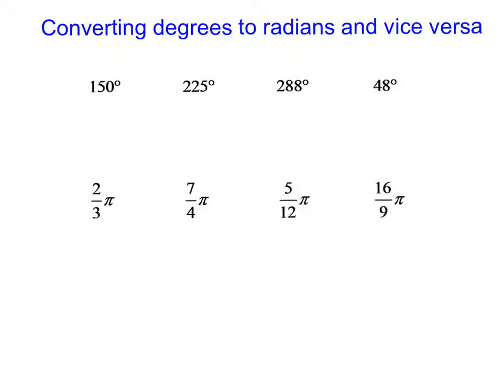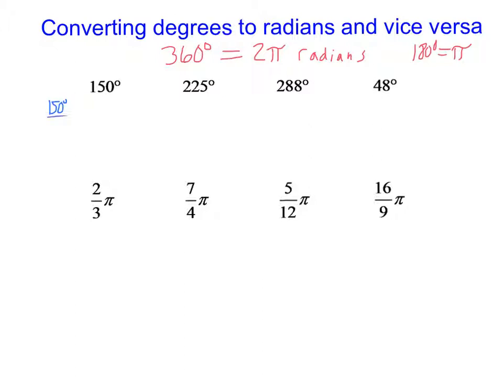Hello there. In this video we're going to be doing some converting back and forth between degrees and radians, and for that we need to remember the rule. 360 degrees is equal to 2 pi radians. You could also do 180 degrees is equal to pi radians. And the rest of these problems we can actually set up with dimensional analysis.